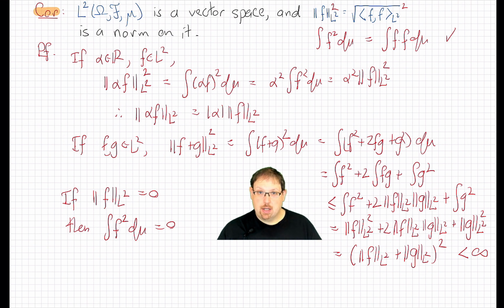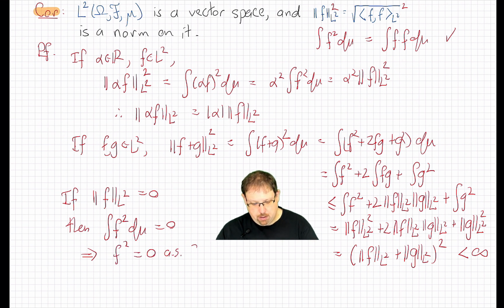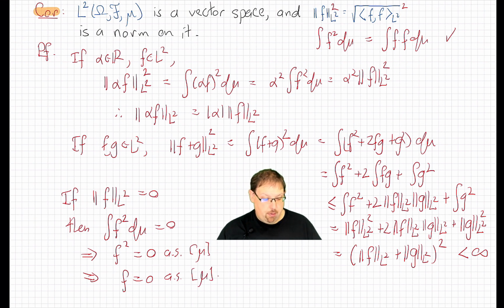Now, f squared is a non-negative function, and we know that if you integrate a non-negative function and get 0, that function must be 0 almost surely with respect to the measure, which is the same as saying that f is 0 almost surely with respect to the measure. And here we see again, it's important that we are not actually working with functions, but with equivalence classes of functions defined up to a set of measure 0. Otherwise, just like L1, the L2 norm would not be a real norm, it would be a semi-norm.